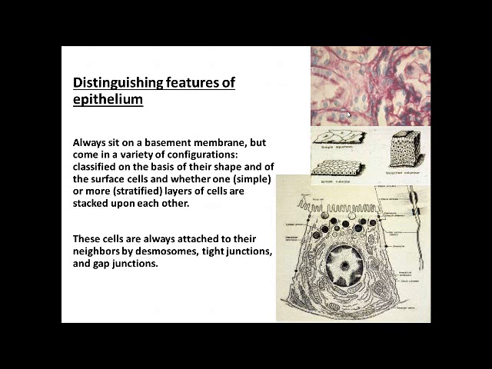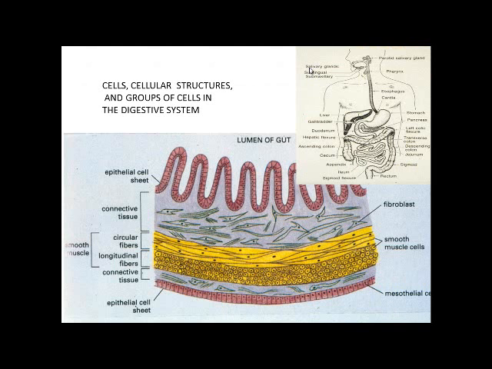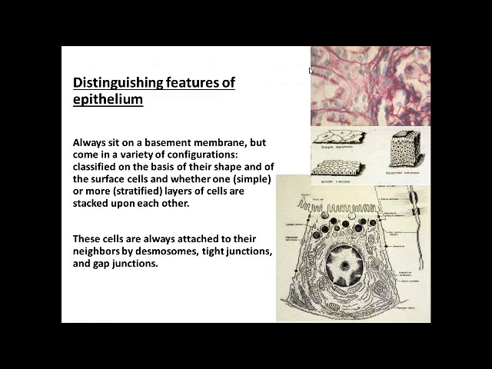Now, one characteristic of epithelium is they have different shapes. Could be flat, it could be cuboidal, it could be multiple layers, it could be like pyramid type shape cells. Another characteristic of epithelium is that they're attached to one another.